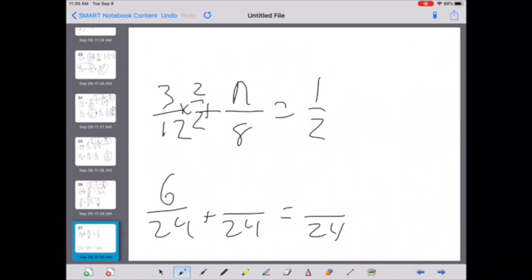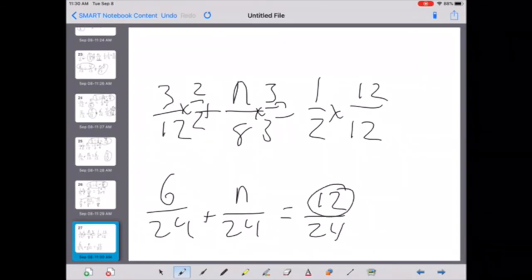12 times 2 gave me 24, so 3 times 2 is 6. 8 times 3 gave me 24, so I have to take my number that I'm still working on and I'm going to take it times 3 when I'm done. 2 times 12 gave me 24, so 1 times 12 gives me 12. Now I subtract. I do 12 minus 6 and get 6 24s.